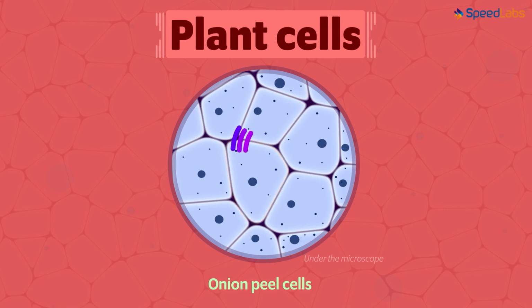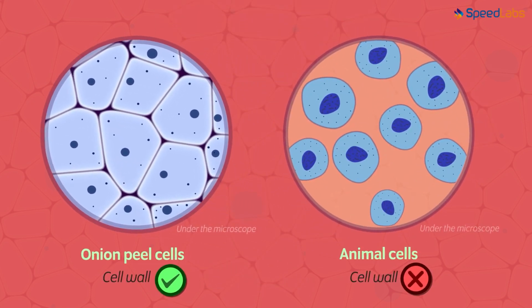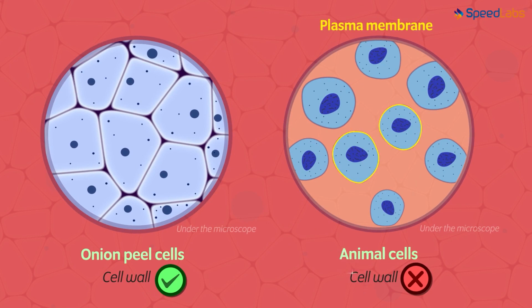Do you think all cells have cell walls? Well, the answer is no. That's because animal cells do not have cell walls. An animal cell only has the plasma membrane and not the cell wall.